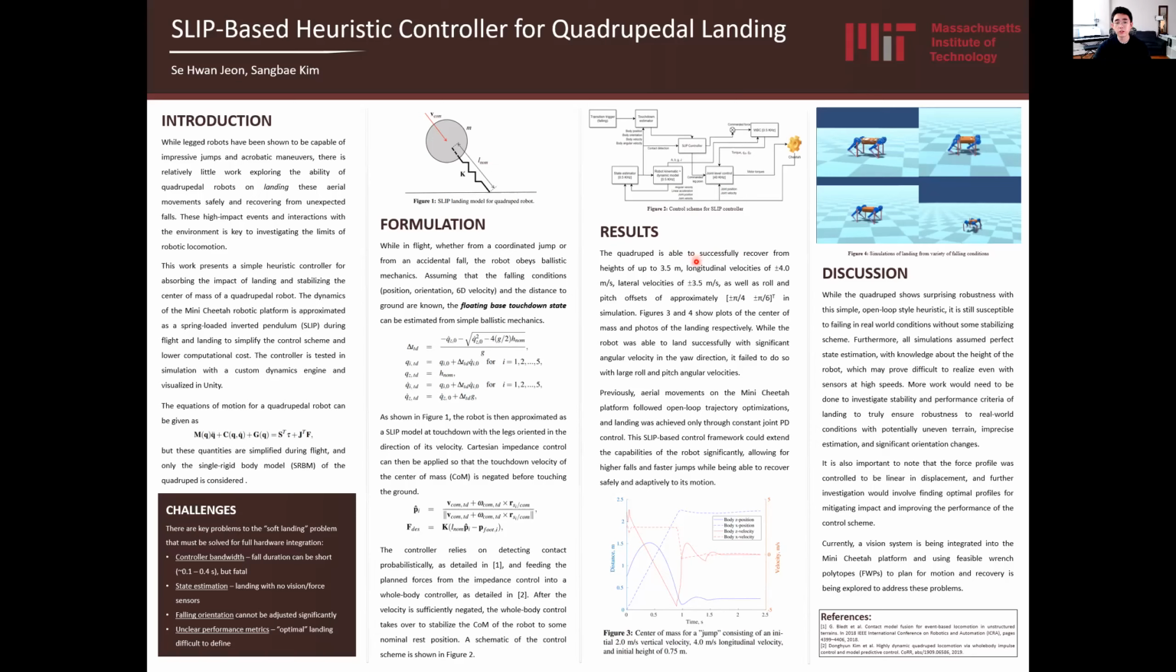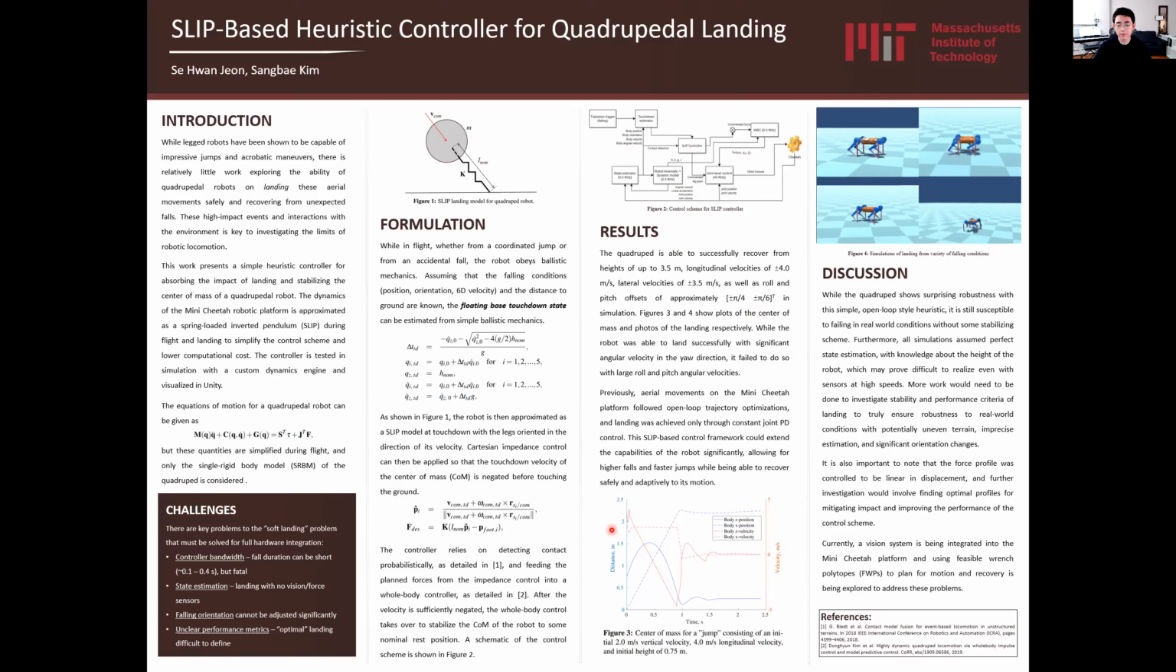In simulation with the Unity engine, the quadruped is able to successfully recover from heights of up to 3.5 meters, forward and backward velocities of around 4 meters a second, and lateral velocities of 3.5 meters a second. We also introduced roll and pitch offsets of about 45 degrees and 30 degrees respectively to see how the Cheetah can respond to sequential contacts, even though it's been approximated as a SLIP model, and we find that it performs relatively well. We also introduced some amount of small angular velocities to all 3 axes, but we find that it handles those cases much worse, and it's much more sensitive to angular velocities in the roll and the pitch direction.